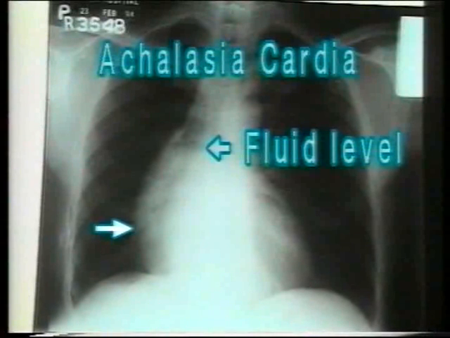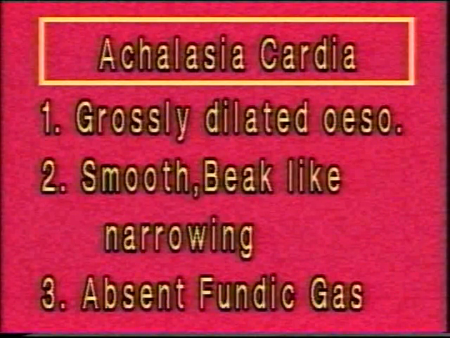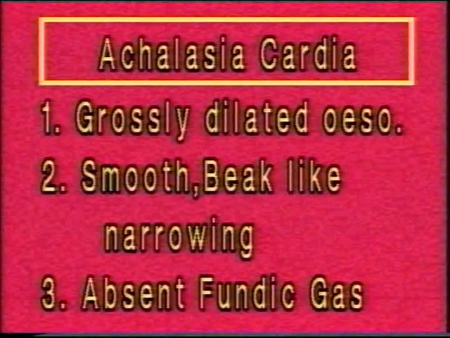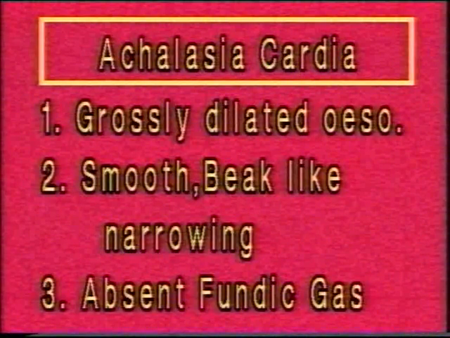Now let us see the barium swallow of the same patient. Note the gross dilatation of the esophagus, diagnostic of achalasia cardia. Now note the smooth and abrupt beak-like narrowing at the cardia directed horizontally, making it a bird's beak. So the features of achalasia cardia are a grossly dilated esophagus, beak-like smooth pencil-shaped narrowing at the cardia which is directed horizontally, and absence of fundic gas bubble.